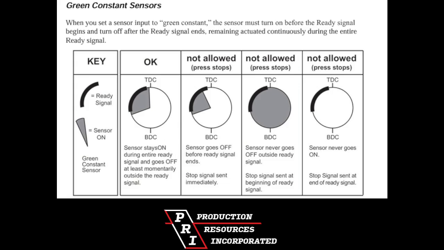If the sensor turns off before the ready signal ends, or does not come on at the beginning of the ready signal, we will stop the press. If it stays on for 360 degrees for an entire stroke, the sensor's shorted out, and we will give you a fault. And obviously, if the sensor doesn't turn on at all, we will also give you a fault.